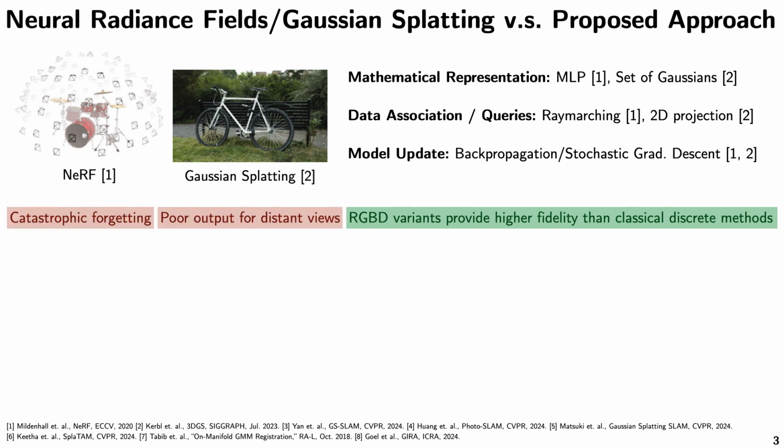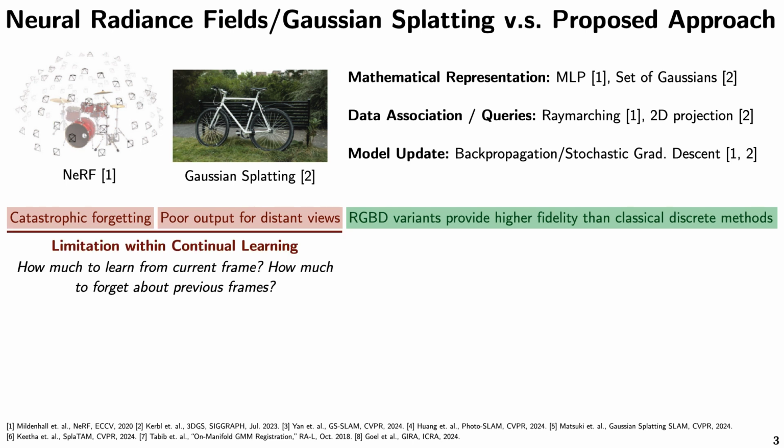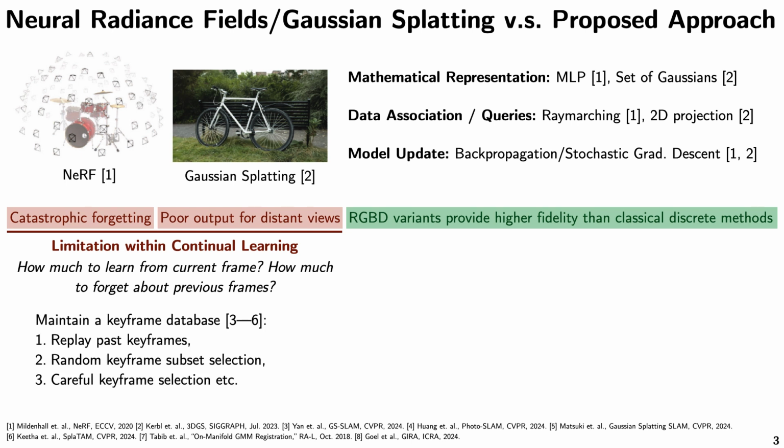However, they suffer from an issue known as catastrophic forgetting, which is a known limitation in continual learning. The crux of the issue is how much the model should learn from the current frame and how much it should forget about the previous frames. Current approaches maintain a sort of keyframe database where they replay all the past keyframes. They randomly select a subset of keyframes or carefully select a subset of keyframes based on heuristics.